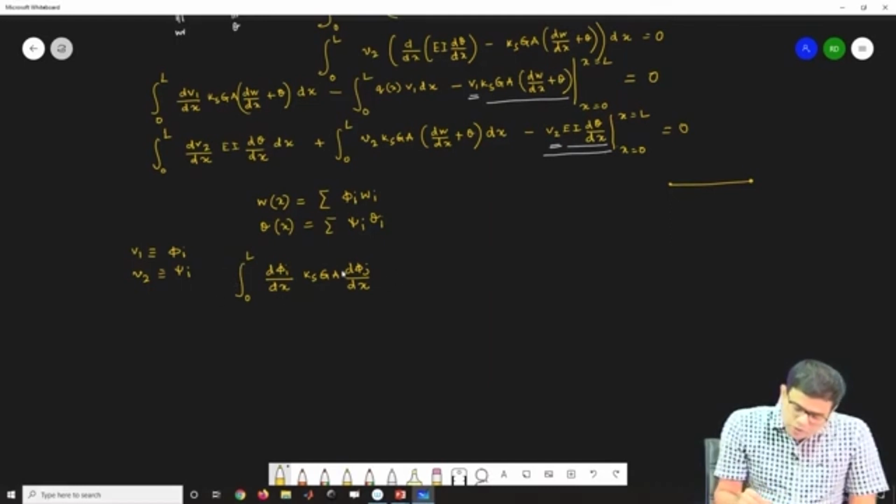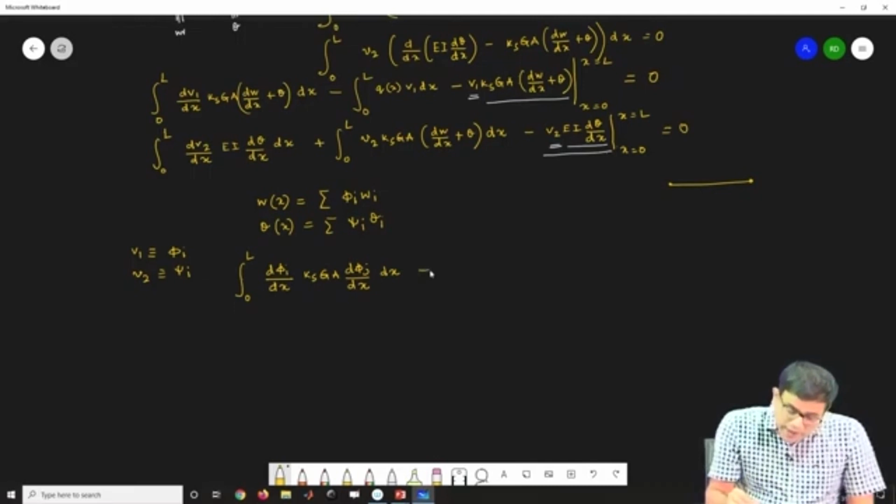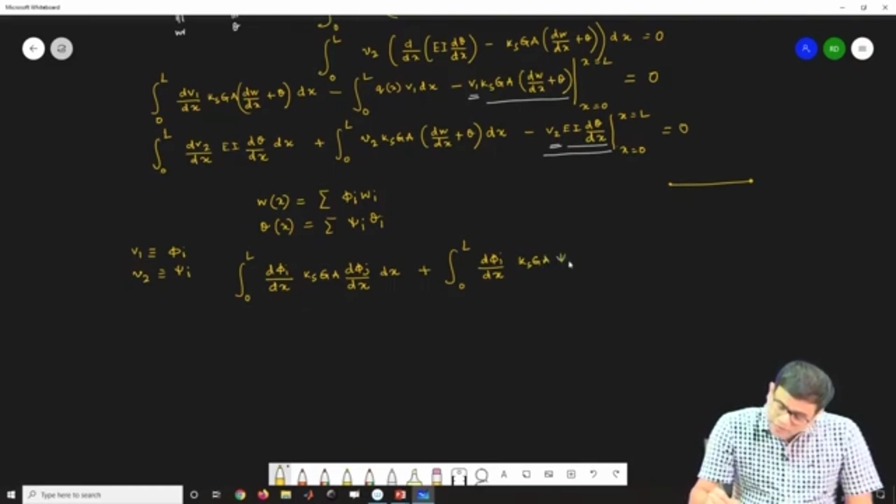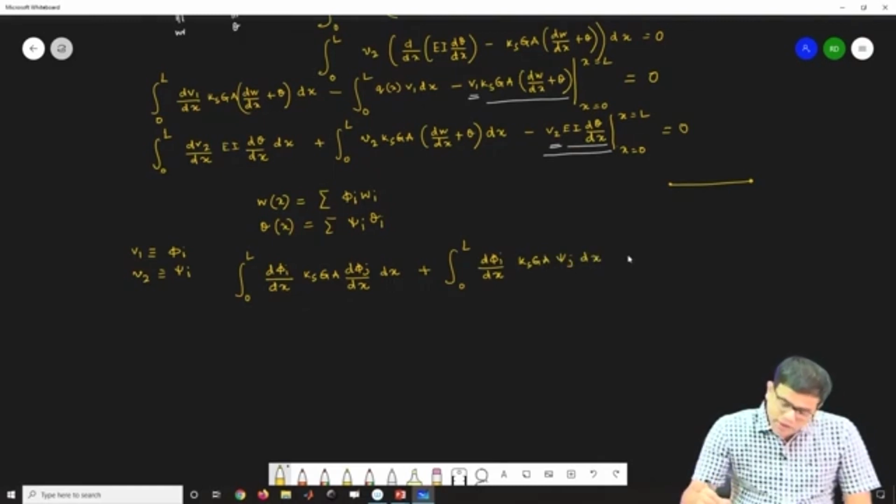So now actually this is summation into dx, and then the theta term will have again integral 0 to L d phi i dx into Ks Ga into your psi j dx, and then you will have your moment equation, that is not the force equation, that is qx into phi i dx and the boundary terms.